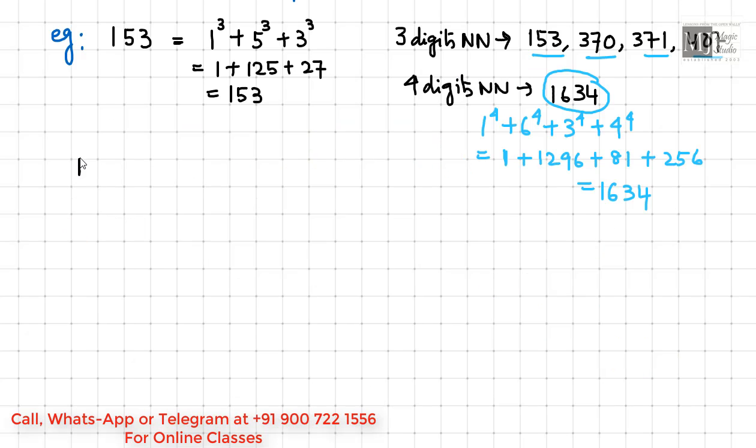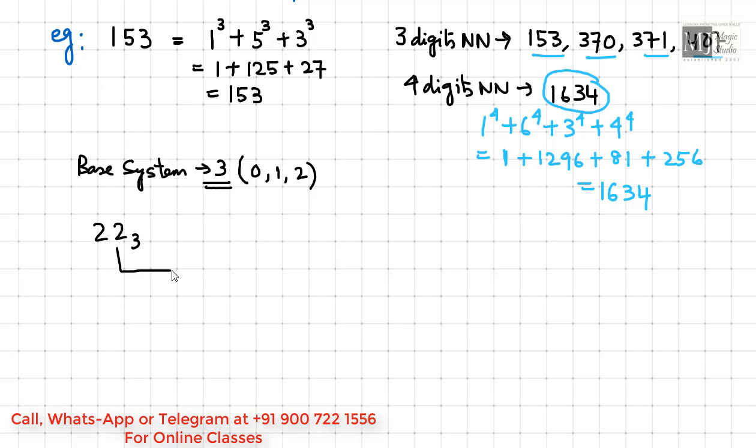Let us take an example in base system 3. In base system 3, we have a cute narcissistic number, that is 22. So if I write 22 in base system 3, let me check. This is a 2-digit number, so this should be 2 square plus 2 square, that is 4 plus 4. But oops, this is 8. It doesn't look like 22. But I'll tell you, it will look like 22.